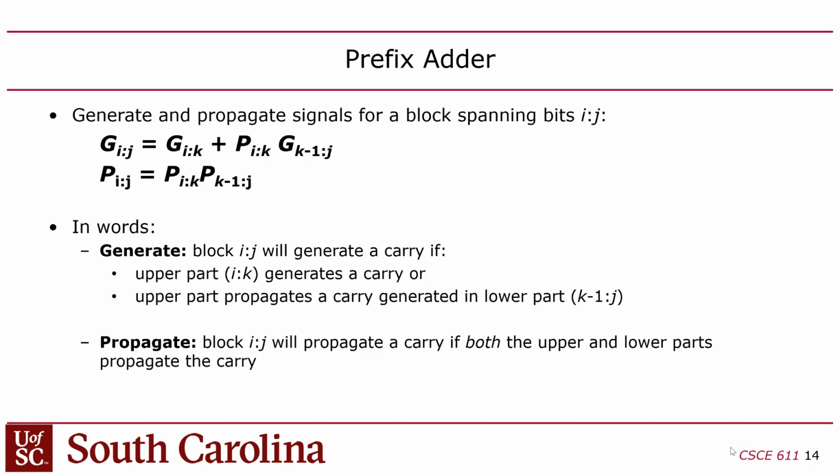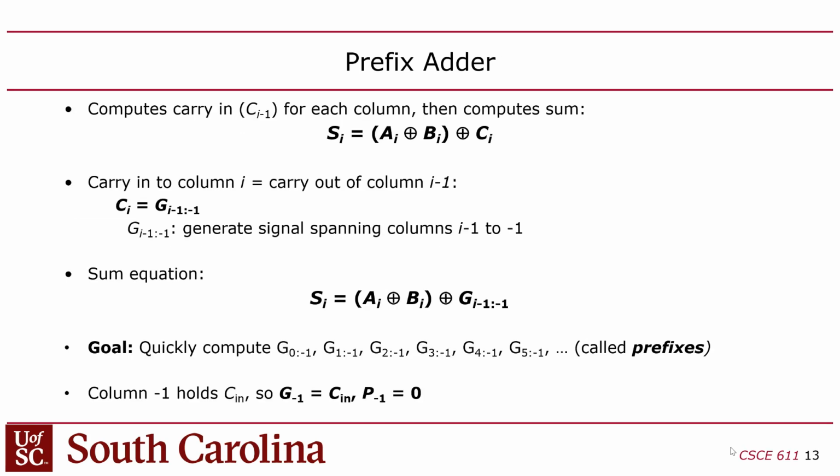So instead of C_i, we put G_(i-1):-1. So the idea is that this G_(i-1):-1 is the carry-in to this full adder column i, right? In other words, we're eliminating the whole notion of the carry-in entirely. We're just saying we're going to look at the generate from the previous column, and we're going to use that as the third input to the full adder, right? Okay, that's what that's saying.